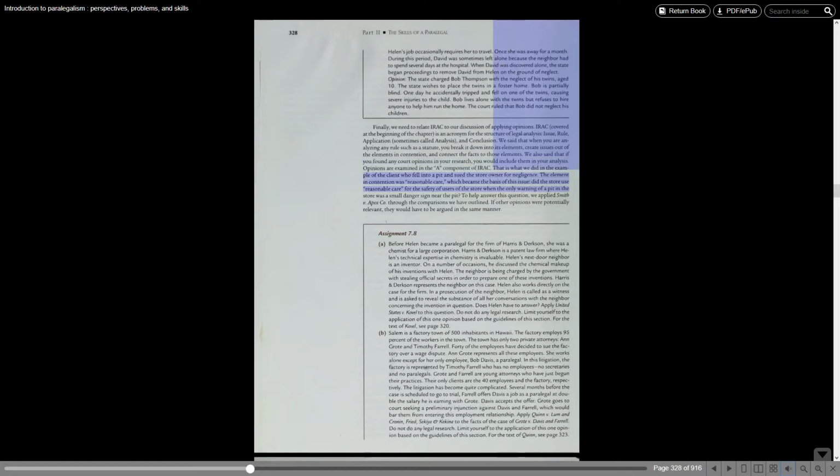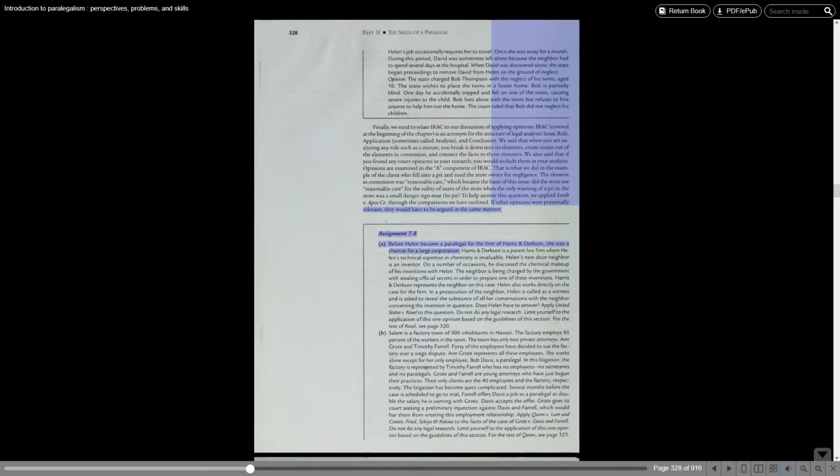That is what we did in the example of the client who fell into a pit and sued the store owner for negligence. The element in contention was reasonable care, which became the basis of this issue. Did the store use reasonable care for the safety of users of the store when the only warning of a pit in the store was a small danger sign near the pit? To help answer this question, we applied Smith v. Apexco through the comparisons we have outlined. If other opinions were potentially relevant, they would have to be argued in the same manner.